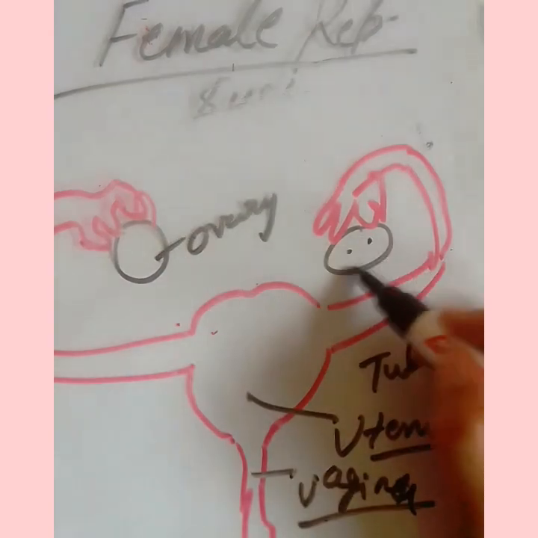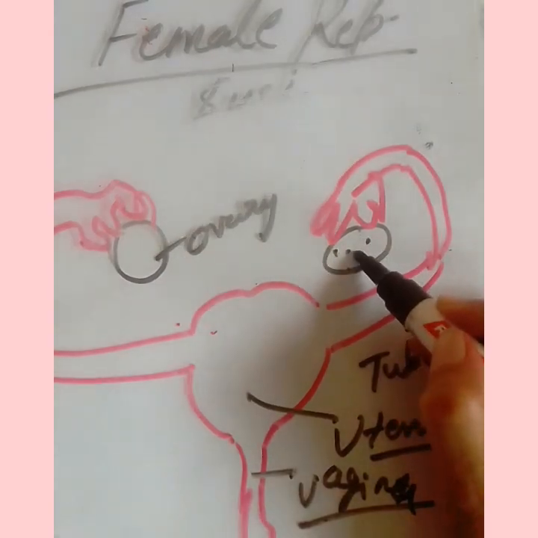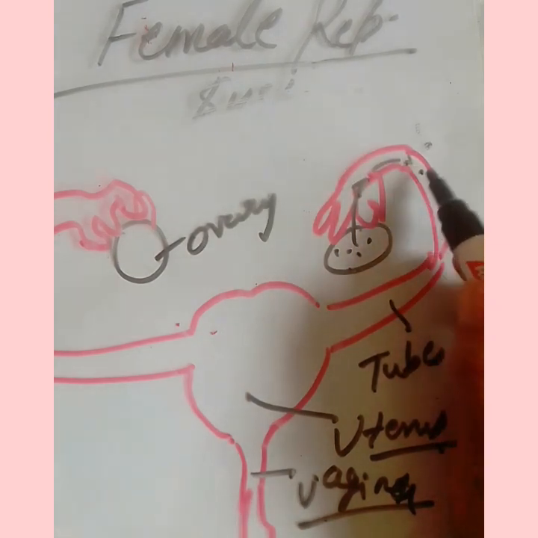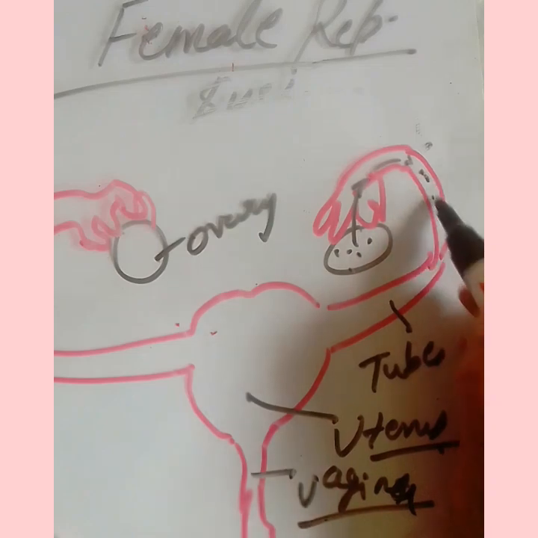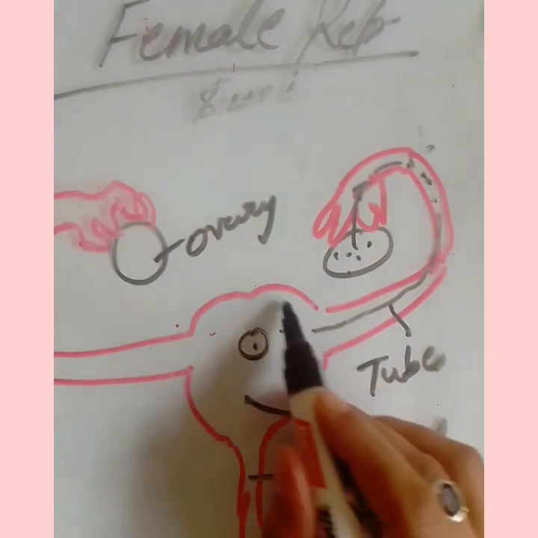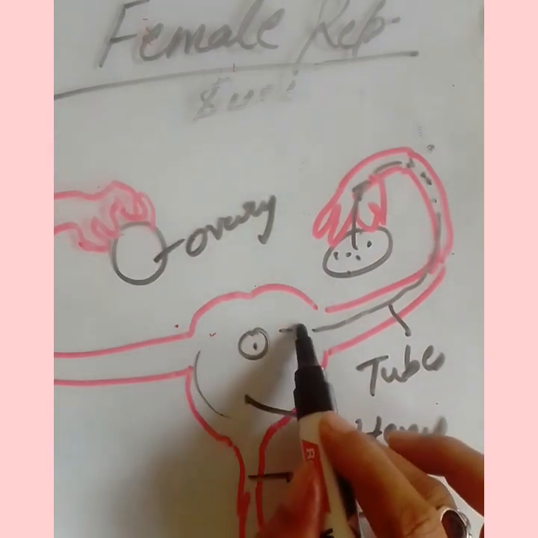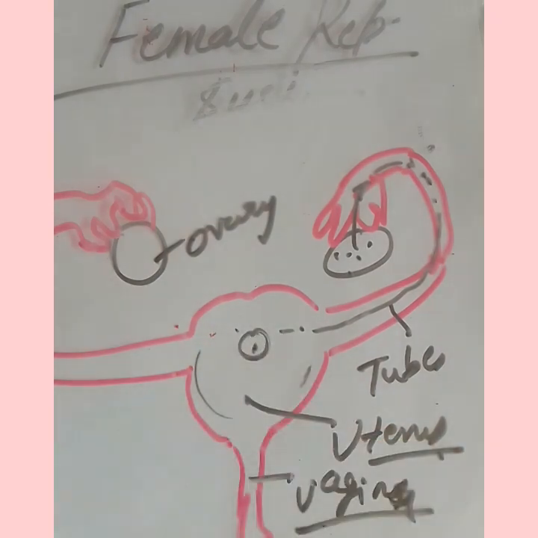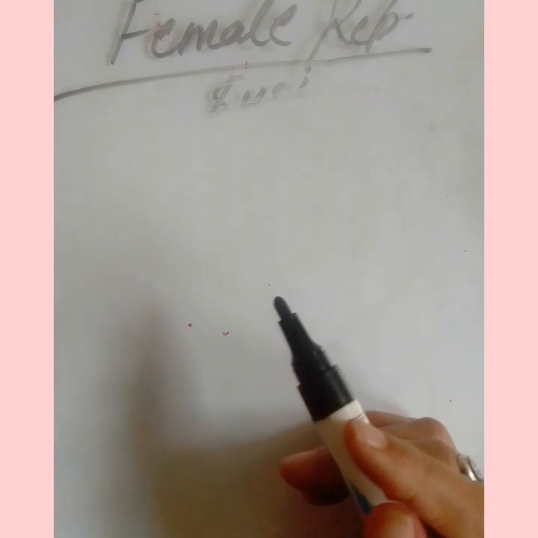Eggs will be produced in the ovaries. They will enter here, and fertilization will occur in this part of the fallopian tube. Then gradually the zygote will enter here, and further growth will occur. The fixing of this here is called implantation. You will study in detail in the higher classes, but remember all these parts which I have discussed, the main parts of the female reproductive system.